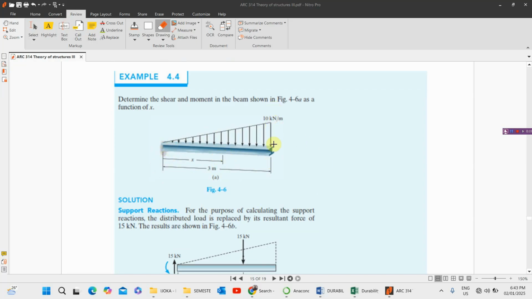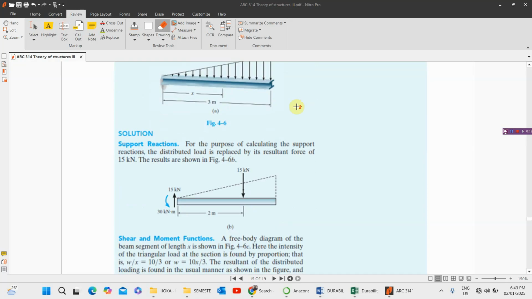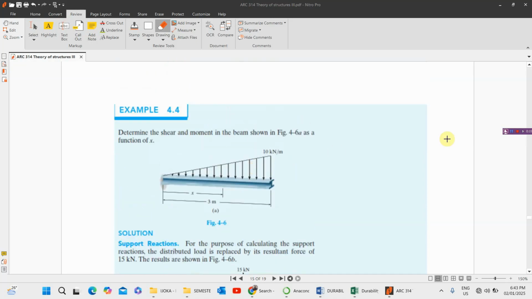So what's the 2/3 of 30? That's 20. So 20 kilonewton will be acting here, while 10 kilonewton will be acting here. Let us look at it.